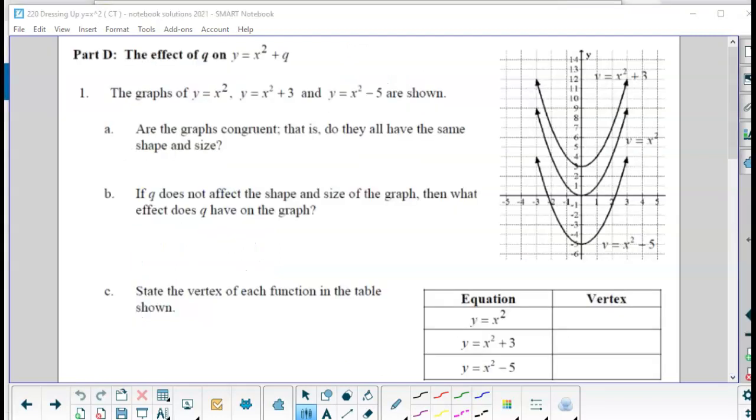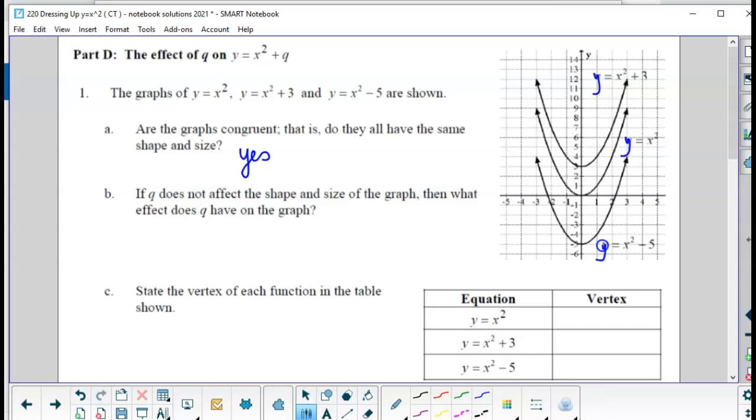Okay, so now we're looking at the effect of Q on y equals x squared plus Q. So that's where you're adding or subtracting something outside of the x squared. So take a look at these 3 graphs. They're labeled. Notice how they are in different locations. If you cut one of them out and moved it, it would be the same shape. The y's here have been kind of cut off. These are y equals. Different location, but are they congruent? Yes.